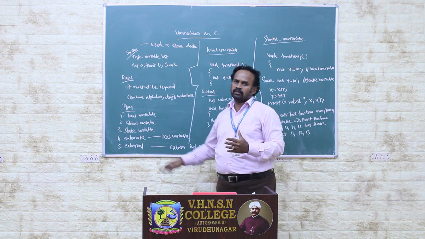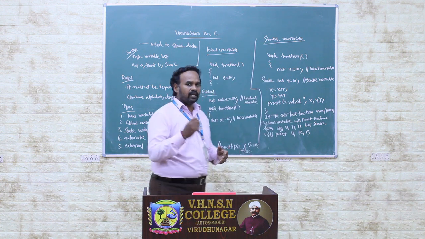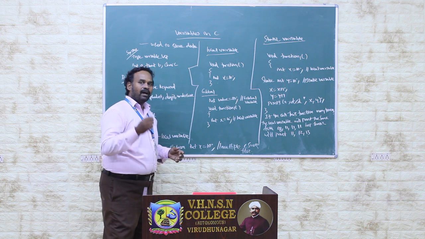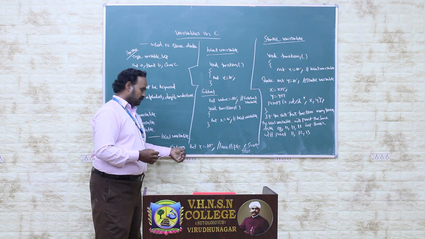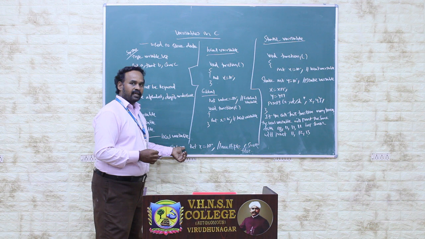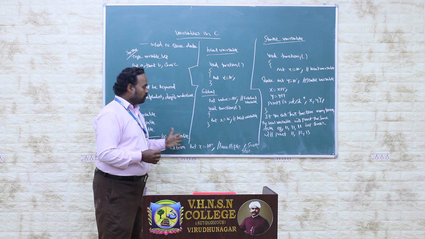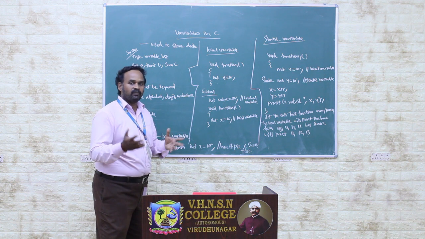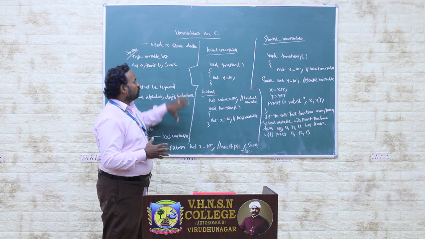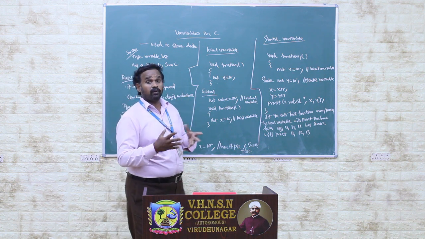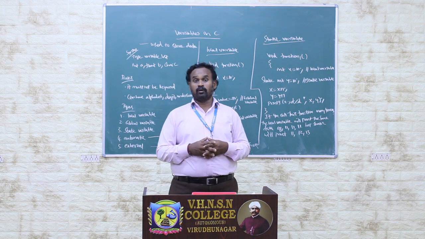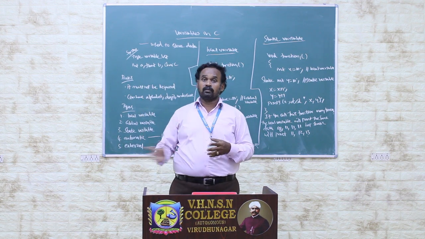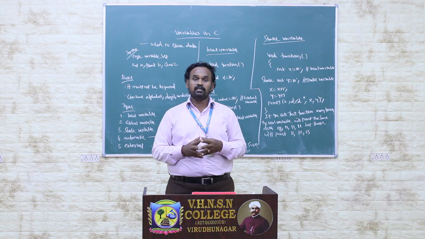Then external variable. How do we declare an external variable? The variable is declared by the keyword extern. The extern keyword is used to declare external variables. This variable can be shared across multiple C source files. So variables are very important for developing C programs. These kinds of variables are very useful for developing C programs.